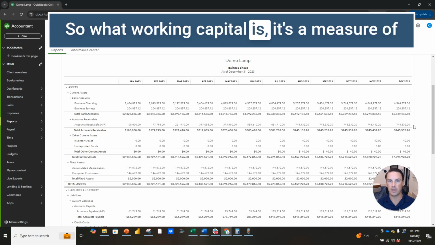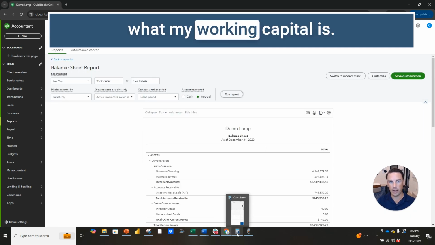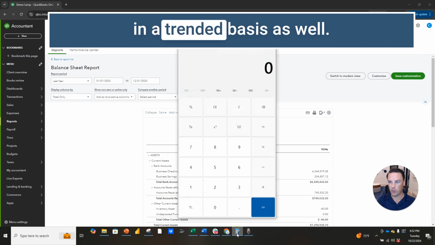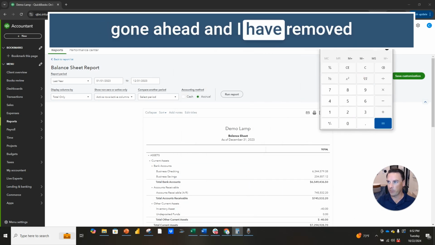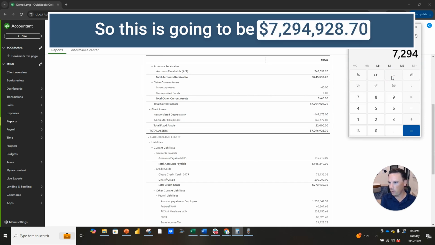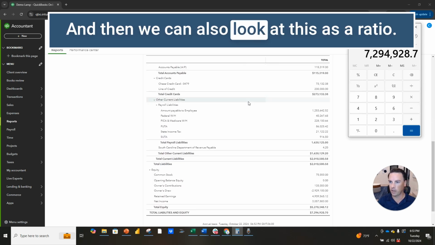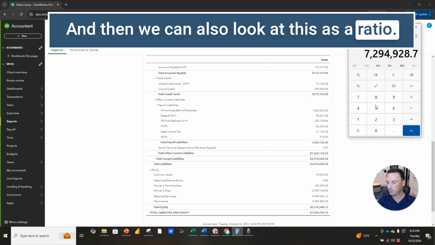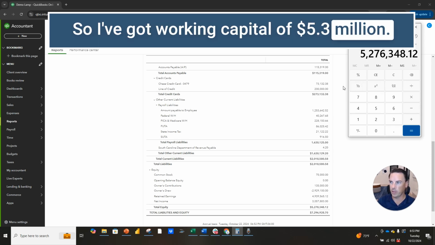So what working capital is, it's a measure of the liquidity that you have in your business. So I want to know exactly what my working capital is, and I want to look at this on a trended basis as well. Now, for the sake of this video, I've removed the trend on the balance sheet, but the way to calculate this is current assets, so this is going to be 7,294,928.70, minus current liabilities. And then we can also look at this as a ratio. So this is going to be 2,018,580.58. So I've got working capital of $5.3 million.